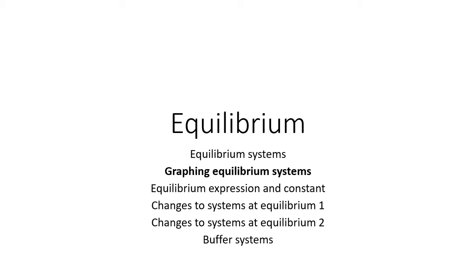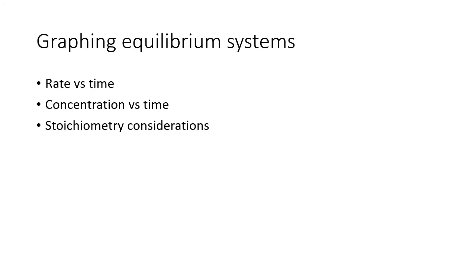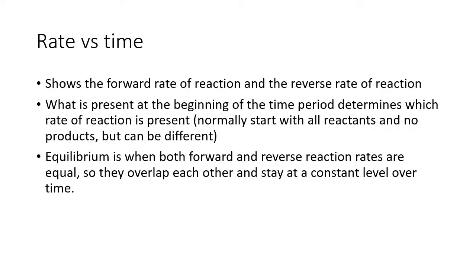Alright, so we are now talking about graphing equilibrium systems. If you remember from last video, equilibrium systems are when the rate of forward and reverse reaction are the same. So we're going to show that in graphical form. We're going to show two different types of graphs, rates and concentration versus time. And then we're going to talk about the stoichiometry considerations when drawing concentration versus time graphs.